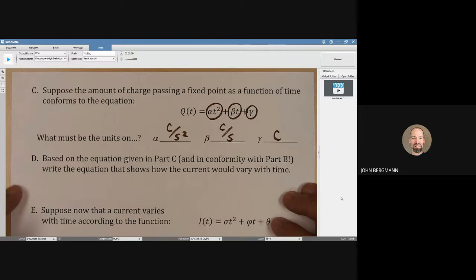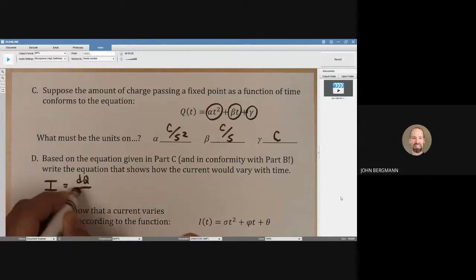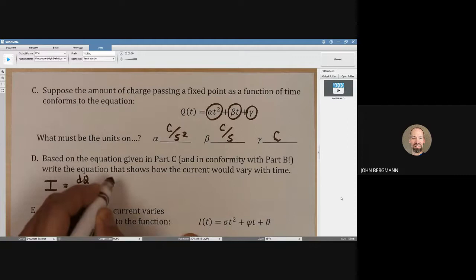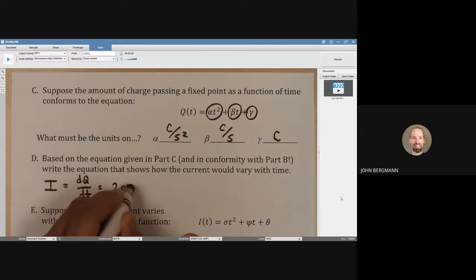All right, based on the equation, write the equation that shows how the current would vary with time. That means that we're going to find the time derivative. So that's going to be 2 alpha times t plus beta.